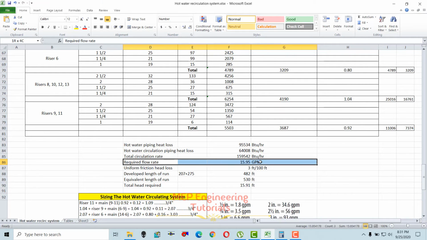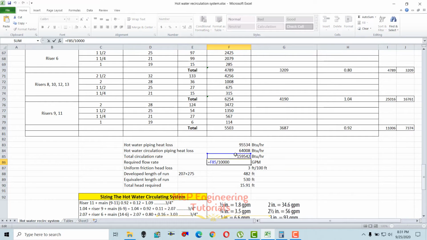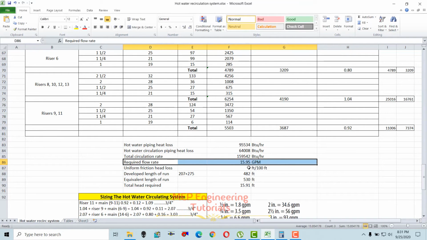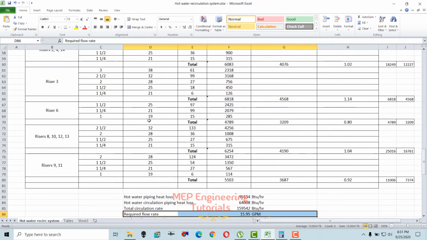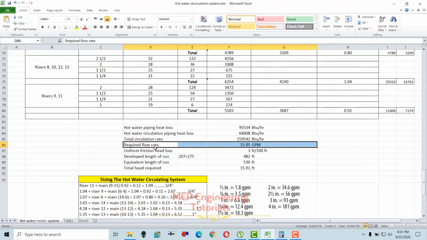So how will you get the required flow rate? In the same way, you just need to divide the sum of these two, hot water piping heat loss plus hot water recirculation piping heat loss, by 10,000 to get the required flow rate. So the required recirculation flow rate for our system is 15.95 GPM. So 15.95 GPM is required.